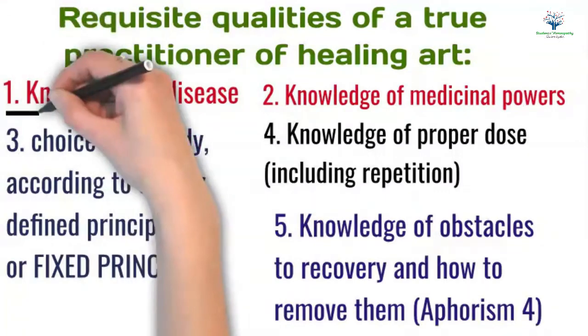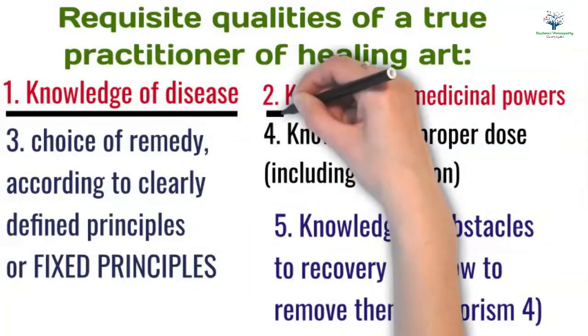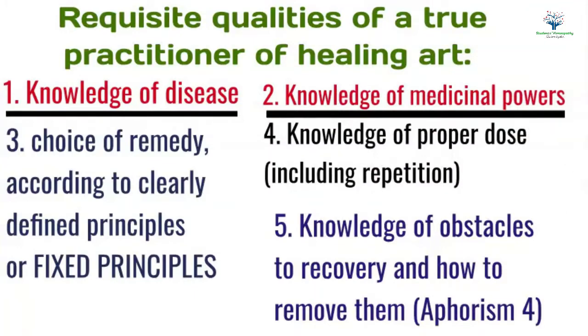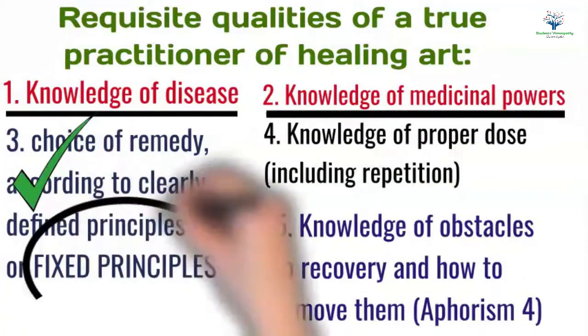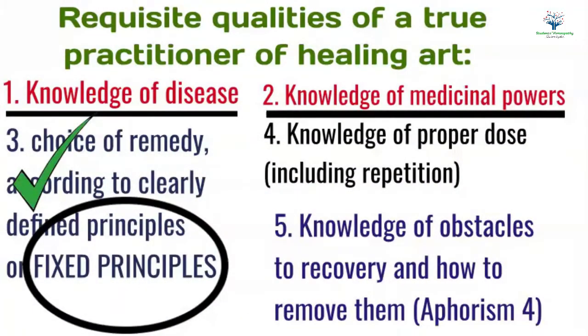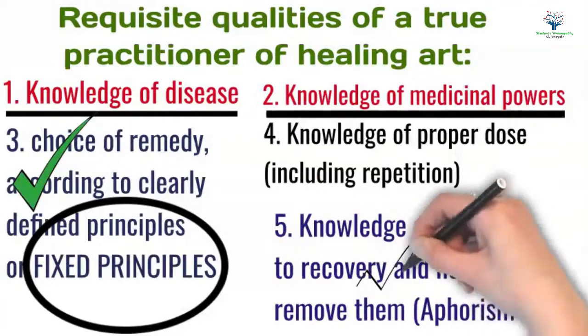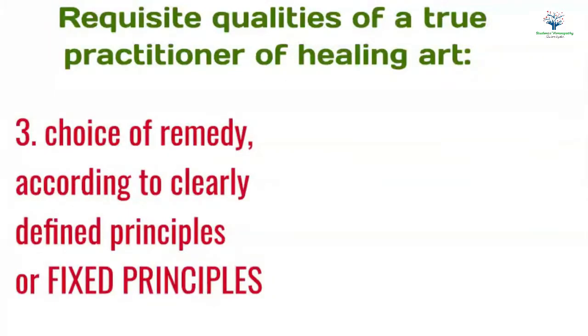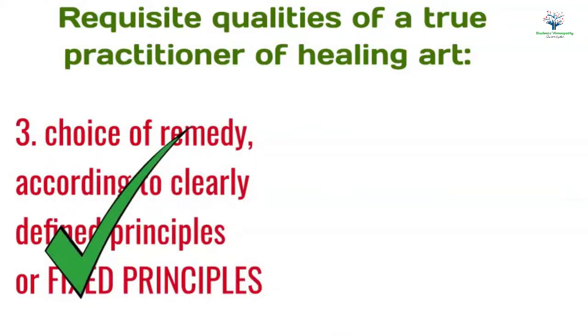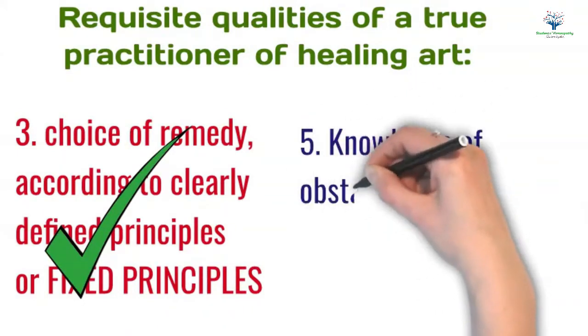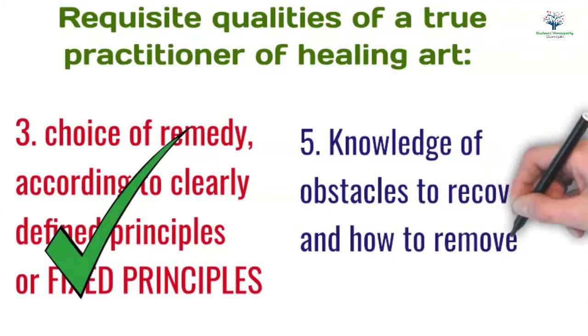In chapter 3 of Kent's philosophy, the first 2 points have already been explained. You might have watched our video on chapter 3 of Kent's philosophy. Now, in this chapter, that is chapter 4, the third point, specifically the subject related to the fixed principle, and the fifth point, that is knowledge of obstacles to recovery and how to remove them, has been discussed. However, in this part 1 video, we will discuss the point fixed principle of the 4th chapter. And in a subsequent video, we will discuss the point knowledge of obstacles to recovery and how to remove them.